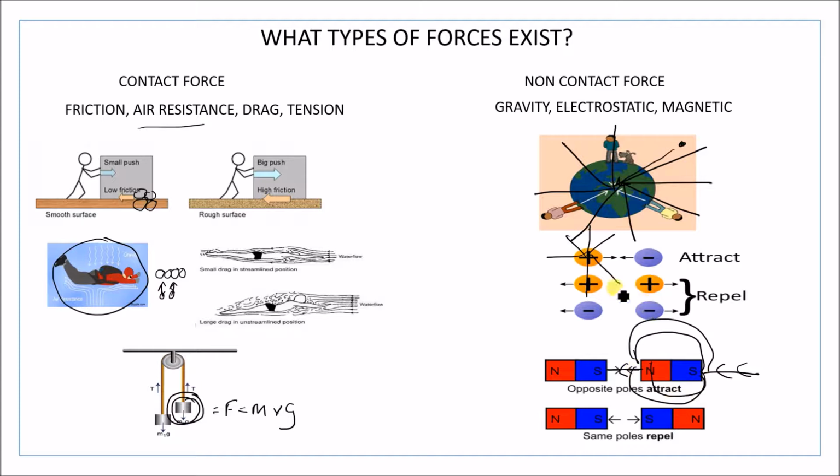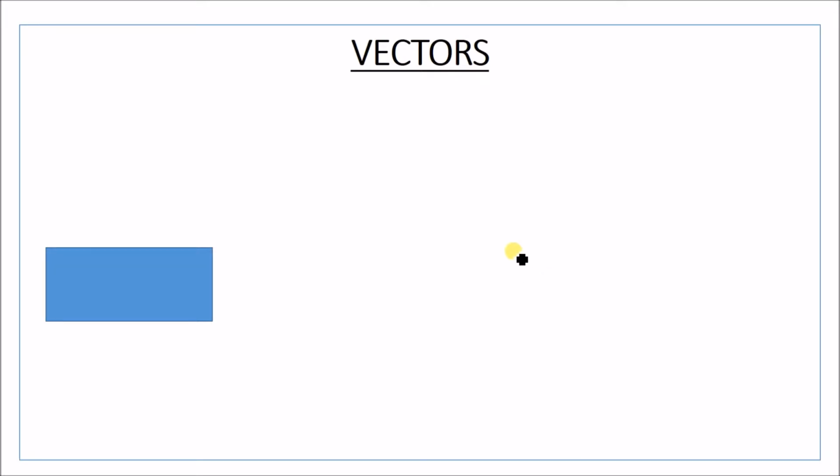So remember that all these objects have fields, and it is the interaction with that field that causes a force. The particles aren't specifically touching each other, the magnets aren't touching each other, but the fields are interacting, and that creates a force. So we either have a contact force, which is when particles interact and they touch each other, or we have non-contact forces such as gravity, the electrostatic or magnetic, and that is when fields interact with each other. Okay, so moving on to vectors.